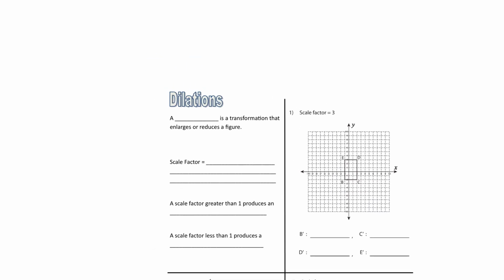Now, the first 3, translation, reflection, rotation, are all what we call isometries. It does not change the shape or size. A dilation is not an isometry because it is going to change the size. All right? So a dilation is a transformation that enlarges or reduces a figure.